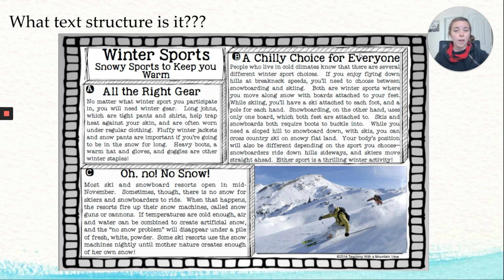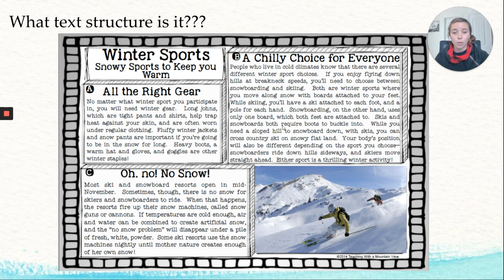A Chilly Choice for Everyone. People who live in cold climates know that there are several different winter sport choices. If you enjoy flying down hills at breakneck speeds, you'll need to choose between snowboarding and skiing. Both are winter sports where you move along snow with boards attached to your feet. While skiing, you'll have a ski attached to each foot and a pole for each hand. Snowboarding, on the other hand, uses only one board, which both feet are attached to.